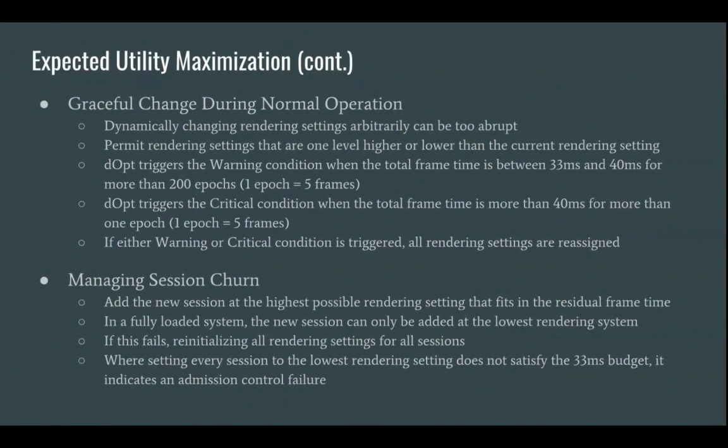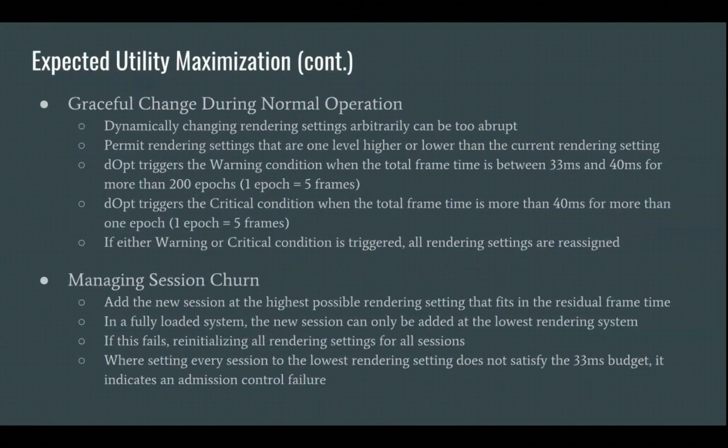So the next one that we are going to be talking about is how DOPT does a graceful change during normal operation. So basically, we don't want the rendering settings to go from the highest quality to the lowest quality abruptly. By doing this, users might notice an abrupt change in their gaming. This is not what we want. So to avoid this, DOPT has provided a mechanism where only one level of rendering setting can be gone higher or lower such that the user does not notice fluctuation in the rendering settings.